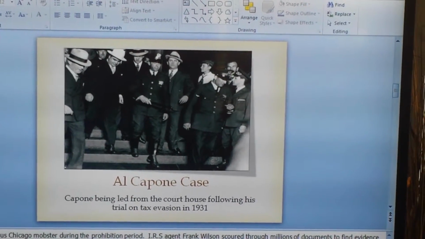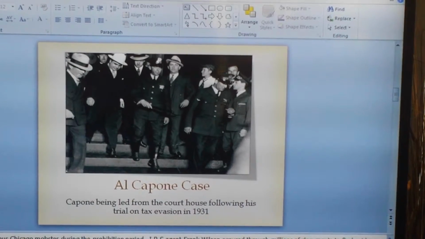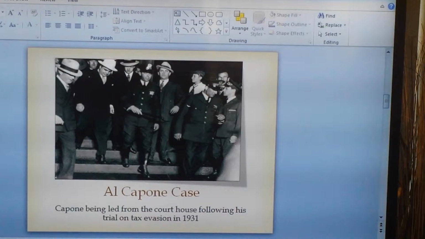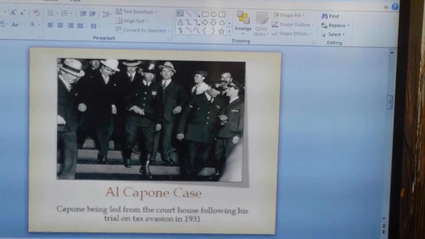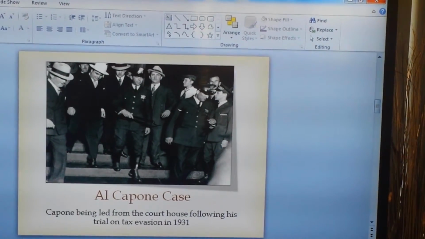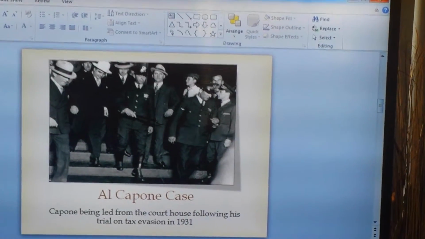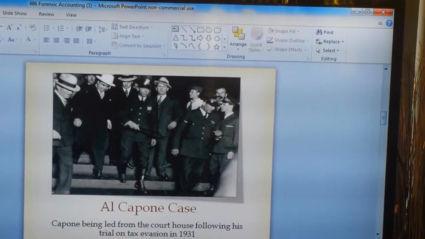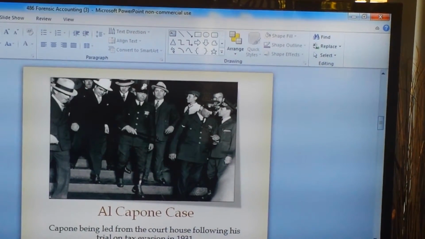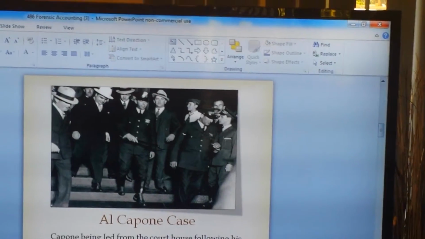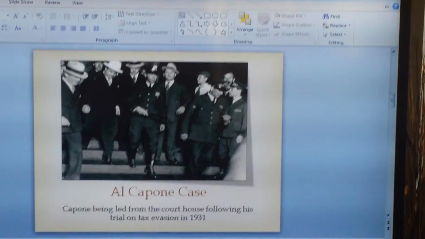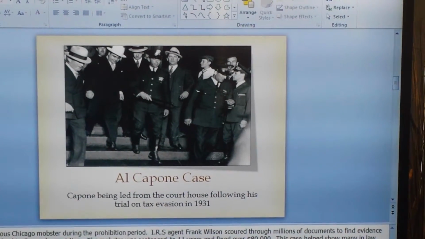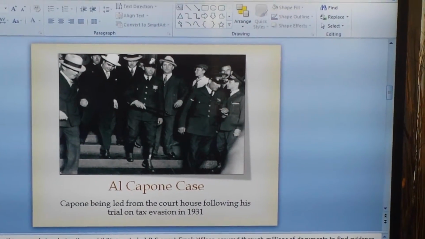So here we have a picture of Al Capone being led from the courthouse following his trial on tax evasion in 1931. Capone was an infamous Chicago mobster during the Prohibition period. IRS agent Frank Wilson scoured through millions of documents to find evidence that would eventually lead to Capone's conviction. The mobster was sentenced to 11 years and fined over $80,000. This case helped show many in law enforcement how useful forensic accounting could be.